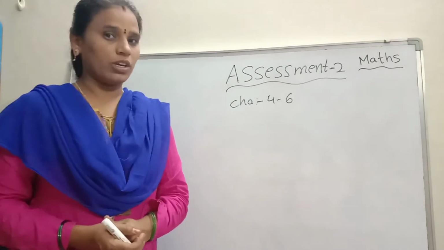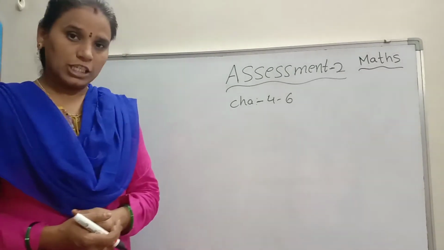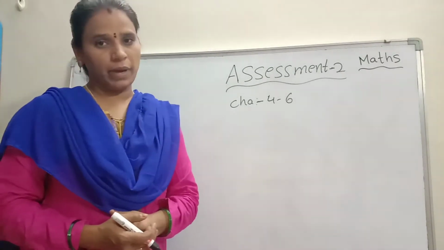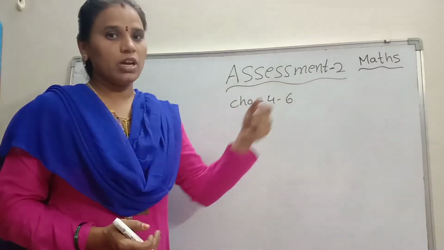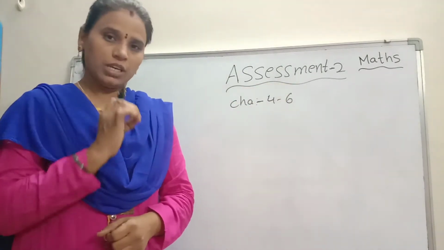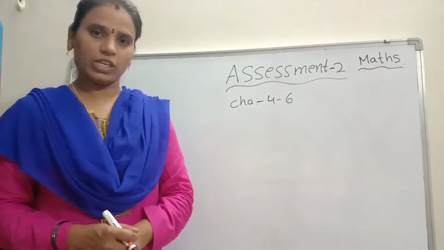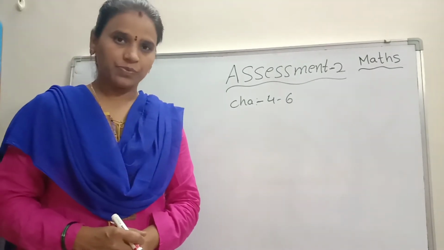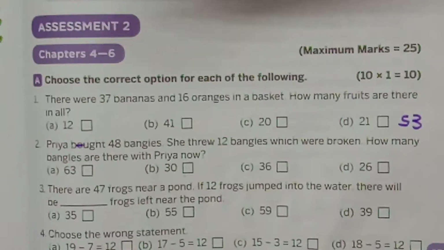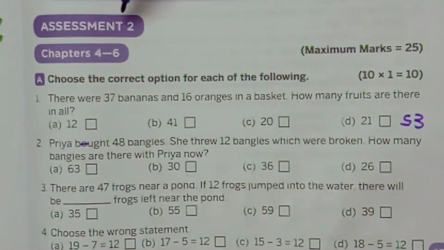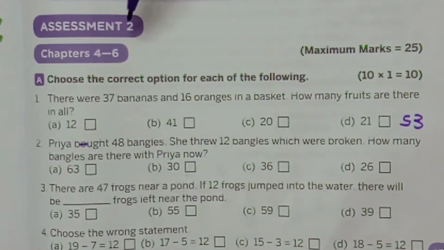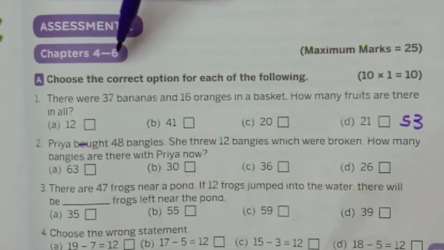Right? Okay. Today I will explain the textbook page, assessment 2. I will just explain number-wise, and you do it after the class. Okay children? Shall we get ready? Children, what is the topic today? Assessment 2, from chapter number 4 to 6.